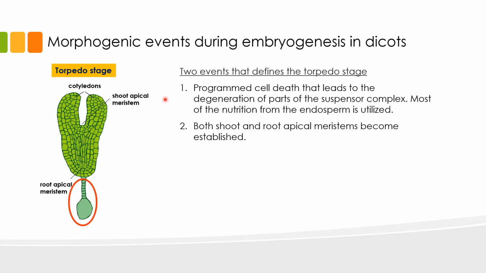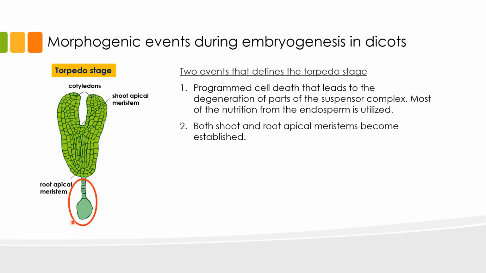As I mentioned earlier, the suspensor is a supporting structure that connects the embryo to the surrounding maternal and endosperm tissues. By attaching the embryo to the endosperm, the suspensor is able to facilitate nutrient transfer. It also pushes the embryo proper to the embryo cavity as it develops. During the torpedo stage of embryogenesis, the embryo pretty much utilized all the nutrition from the endosperm for its development. Since there is no longer a point in having the embryo connected to the endosperm, the suspensor will start its degeneration. The second event is the establishment of the shoot and root apical meristems.